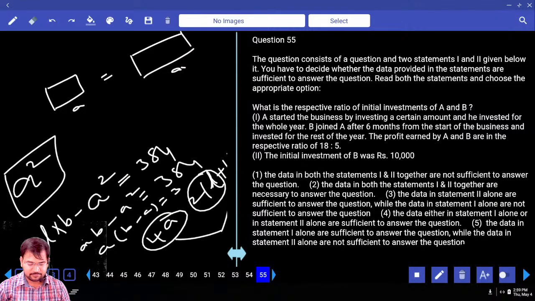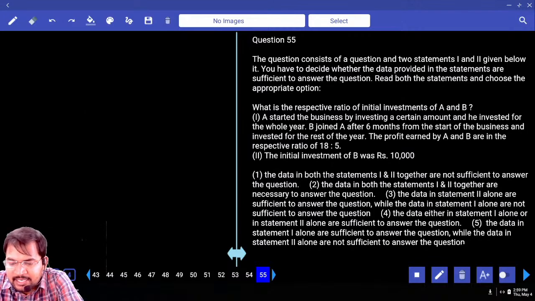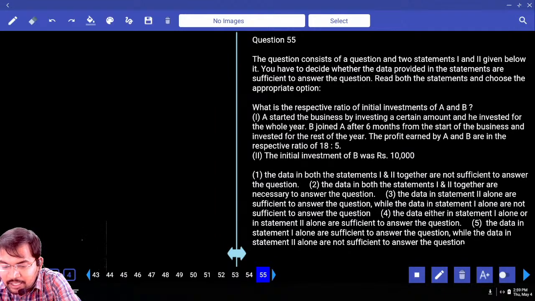Question number is 55. See here 55. What is the respective ratio of initial investments of A and B? Okay. See the first statement. A started the business by investing a certain amount and he invested the whole year. B joined A after 6 months from the start of the business and invested for the rest of the year. The profit generated by A and B in the respective ratio is 18:5.